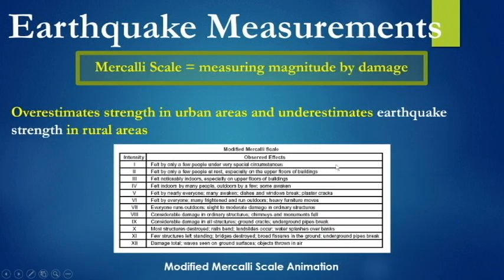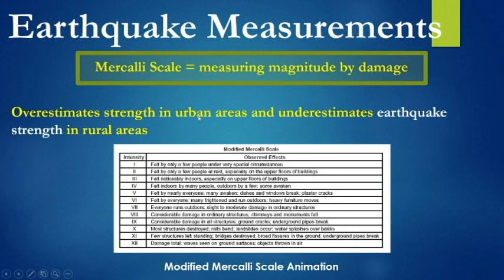There's also the Mercalli scale. And the Mercalli scale is measuring earthquake destructiveness by measuring earthquake magnitude by damage. And the problem with that is if there are no buildings around, if there are no structures around, there are no roads, no people, then it will seem as if the earthquake is not strong at all. If a magnitude 9 were to happen in the middle of a desert, what's going to happen? Like a sand dune's going to fall over? What's going to happen? Nothing.